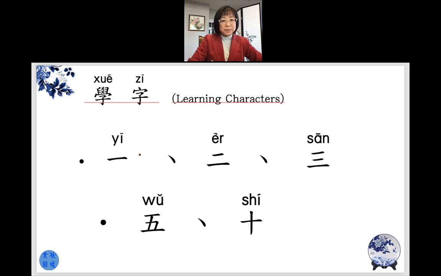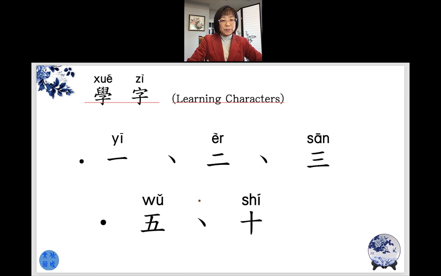First character, yi. The first tone, yi, yi, yi. Second character, er. Fourth tone, er, er, er. The third character, first tone, san, san, san.